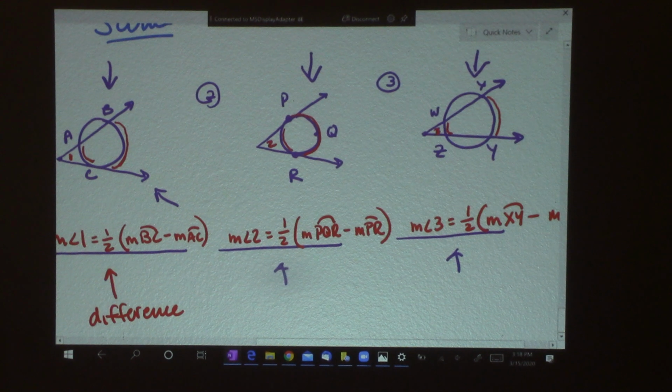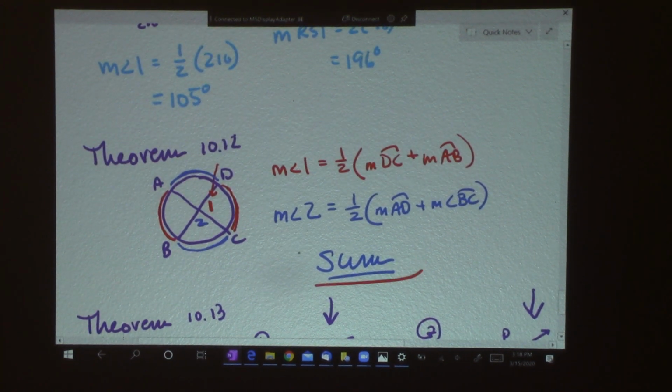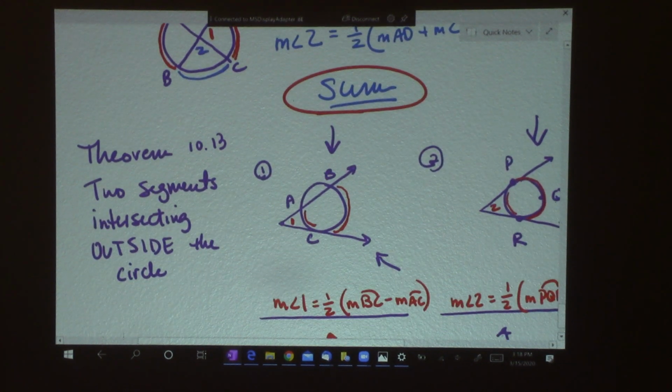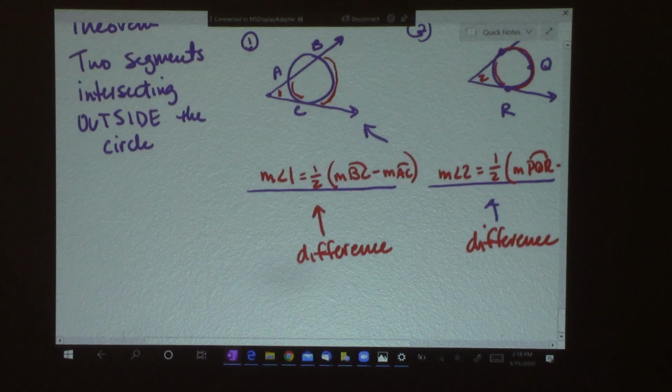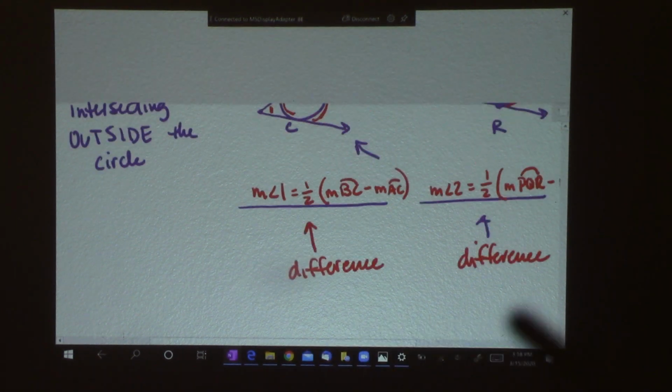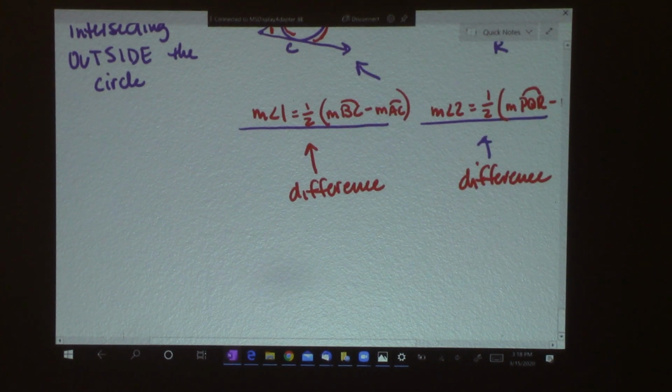When you have the segments outside the circle, we subtract. When we have the segments inside, we do what? We add. Okay, so let's go down to the first example. Sorry, a little bit all over here. Okay, example number 2.